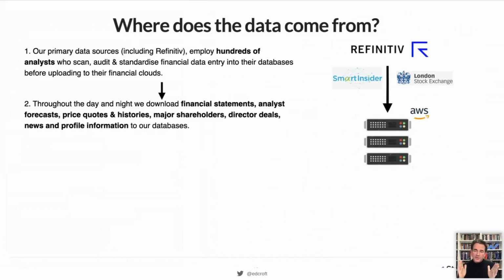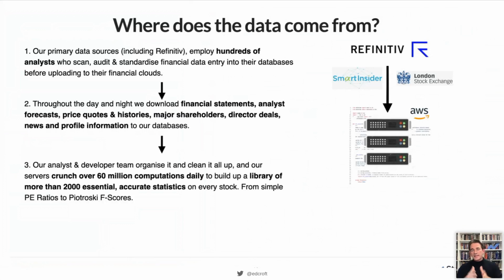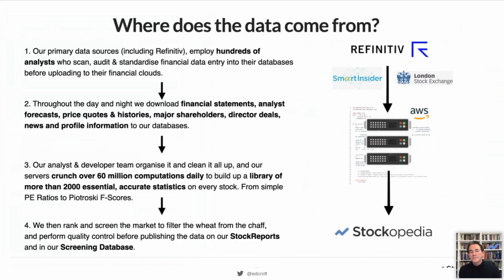Now, that comes in as raw data, which our analysts and developers work together to compute, tidy, organize, and structure. And then we crunch about 60 million computations daily, which builds our library of 2,000 ratios on every stock, from the P/E ratio to more advanced measures. And then that gets published on Stockopedia, where we publish all the ranks, the screens, and all the nice, interactive, beautiful stuff you see on the site. So that is quite a big process.